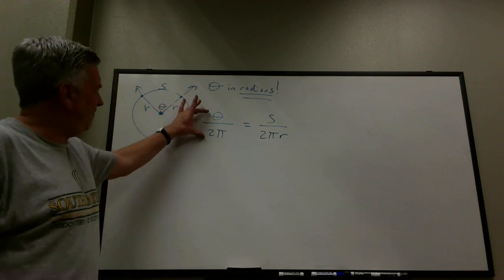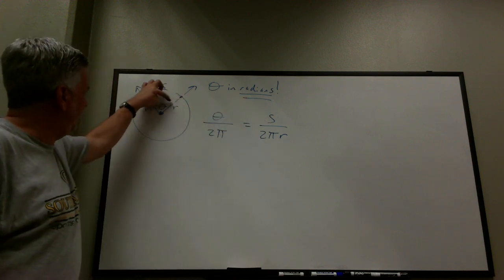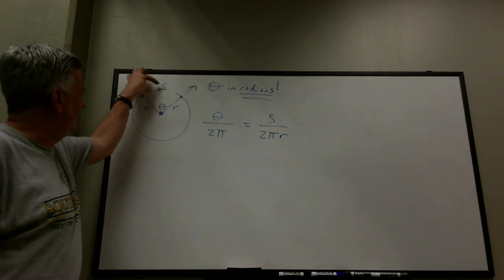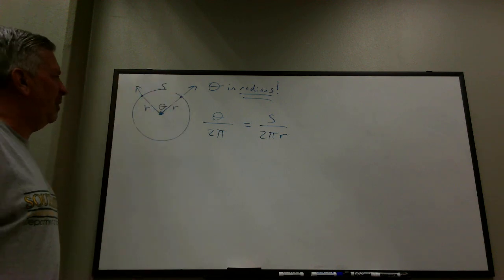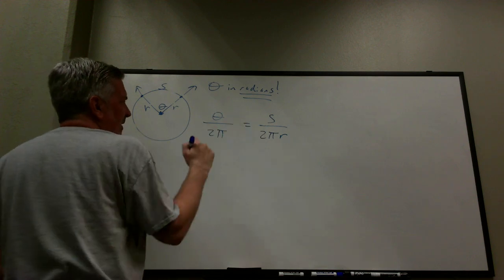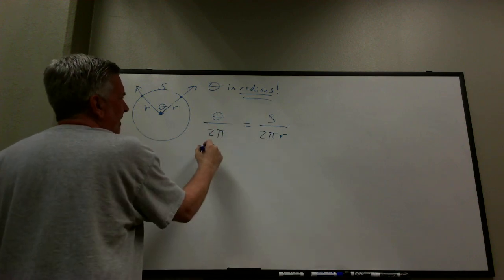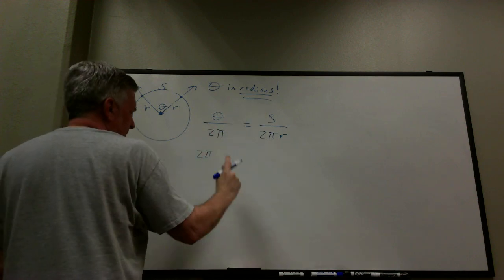Okay? So that fraction should equal that fraction, right? Theta divided by the angle all the way around is the arc length s divided by the arc length all the way around. Now, if you have two fractions equal to one another, their cross products are the same.